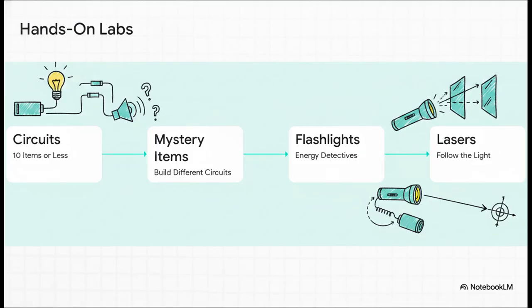All right, Section 4, Investigations and Modifications. Now for the fun, beautifully messy part of the classroom, the labs. You've got 4 major hands-on investigations here. First, students build minimalist circuits in 10 items or less. Then, they test mystery items like buzzers to see energy transform. Third, they become energy transformation detectives, literally dissecting flashlights to map the internal energy flow. And finally, they rotate through laser stations in Follow the Light.